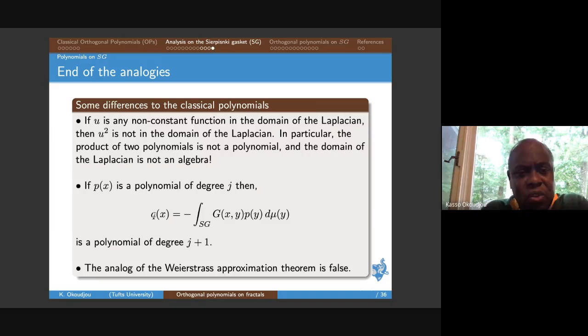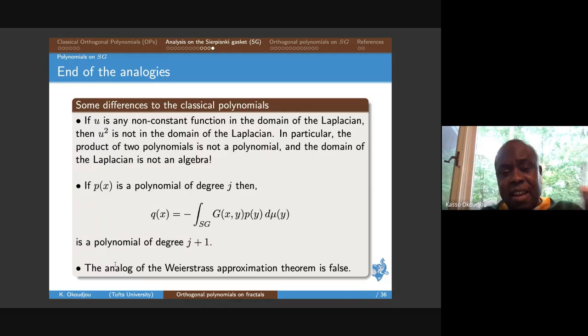The other one is that the analog of the Weierstrass approximation theorem, which says that you can approximate a continuous function on [0, 1] using polynomials, is no longer true. So the set of polynomials is not a complete set in L2 of the Sierpinski gasket. You can find things that are non-zero that are perpendicular to all polynomials on the Sierpinski gasket. And that's something that we also have to keep in mind here.